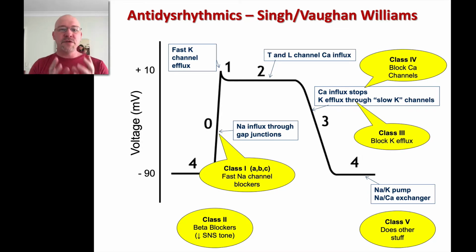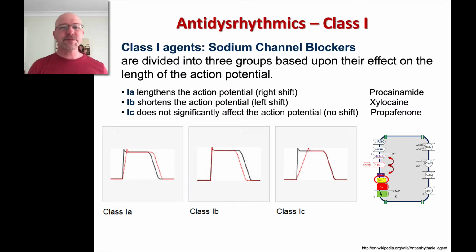Different drugs interfere with depolarization at different phases of the depolarization. Some of them, like class 2 and class 5, don't actually interfere with that. It's a bit of a forced system, but the basic idea is where in depolarization do the antidysrhythmics interfere? And that's the basis of their classification.